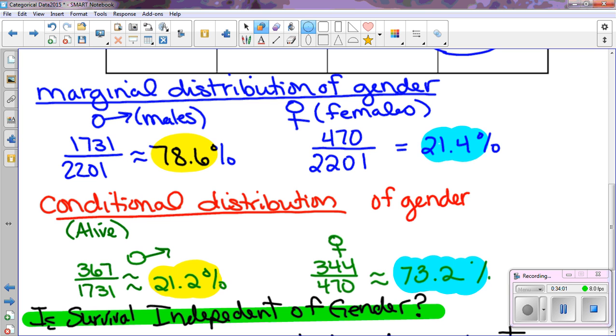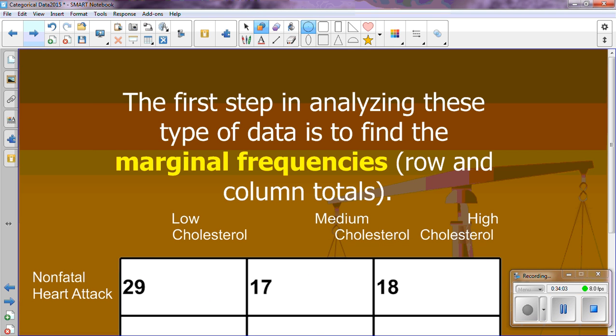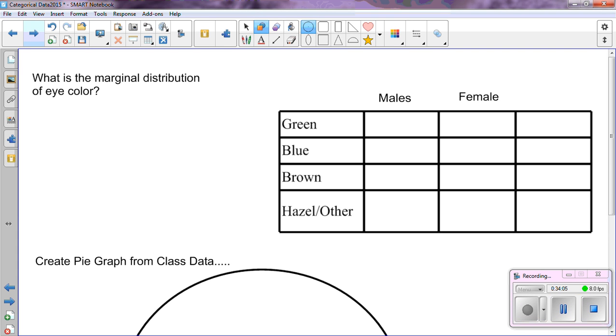Good. Very good. So let's go ahead and look at your homework, if you would. Well, actually, we're going to look at homework in a minute. Sorry. One more thing we've got to do. We're going to take a blank piece of paper out for me.